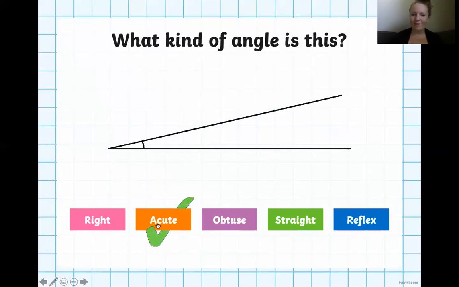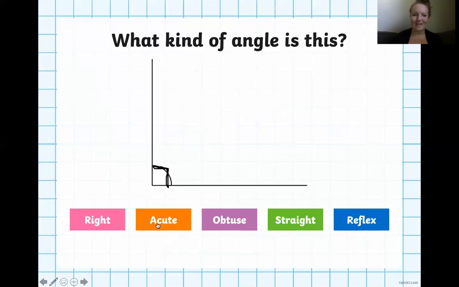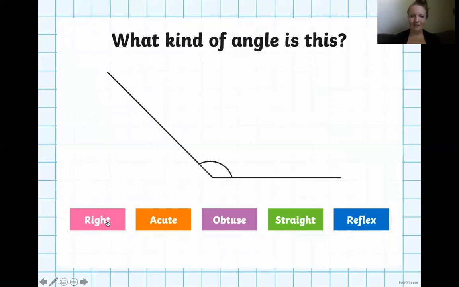Oh, well done, I heard you. Excellent work. It's an acute angle. Now here we have a different angle. You can see that they tried to do a curve, but it should have been an actual part of a square. And that gives you a big clue because this is how we mark angles that are at 90 degrees. So what angle is it at 90 degrees? Tell me when to stop. Well done, it's a right angle.